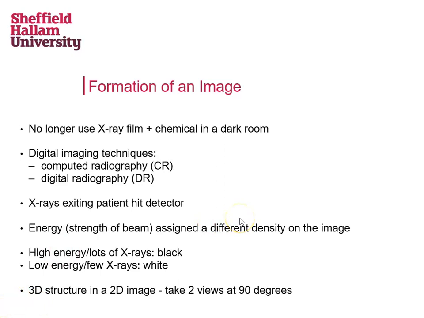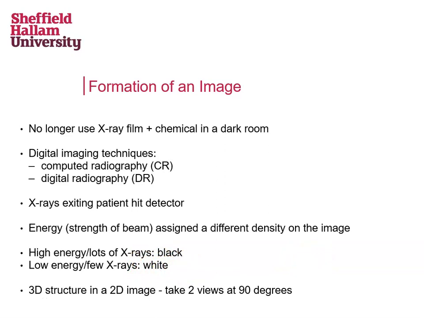So the image that we get is dependent upon how many photons pass through and hit the detector. If there's lots of X-rays passing through, we get a very black image. If we get very low energy of X-rays, as in few X-rays passing through, most of them being blocked by the tissue, we get a white image, and that's the classic X-ray that you are very much familiar with.